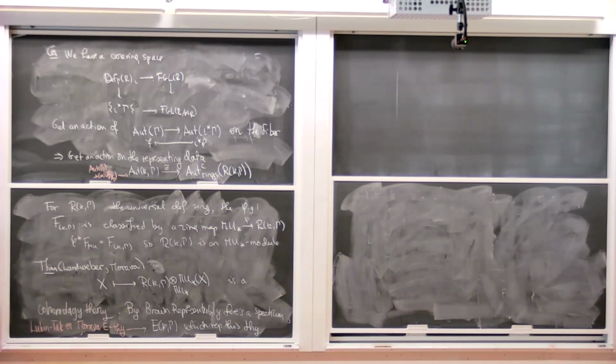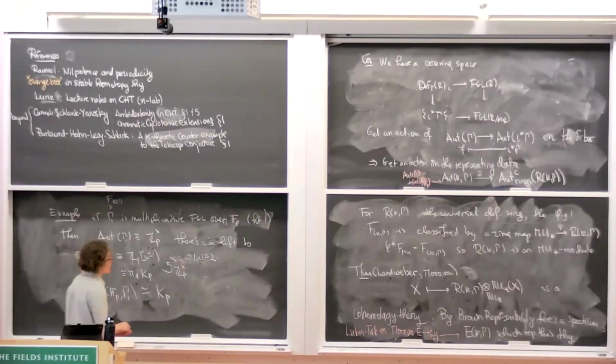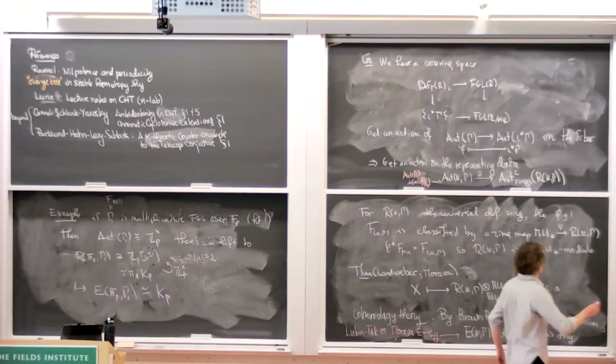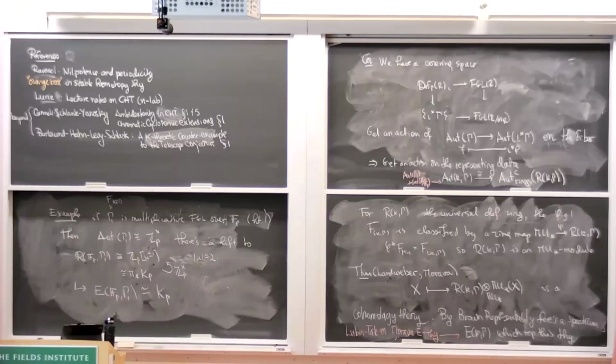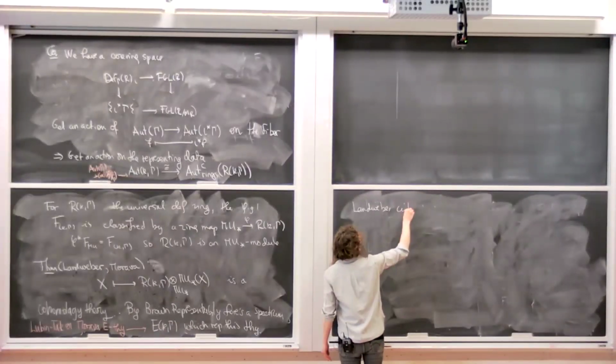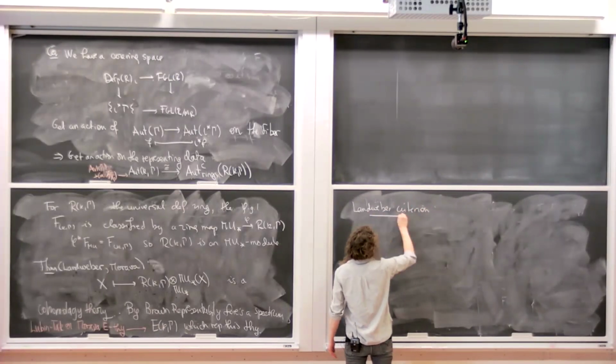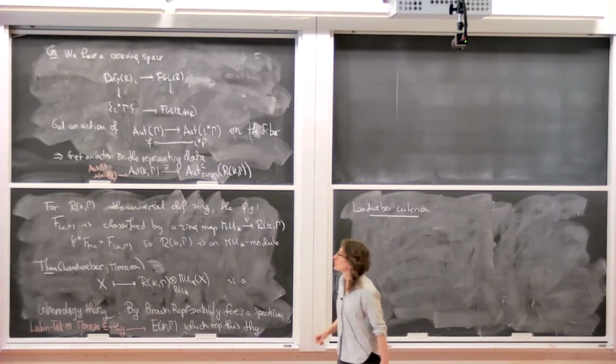Okay, let's go back to here. And then to finish this example, if we go here, E of F_p gamma 1, this is p-complete K-theory. So we can reproduce p-complete K-theory this way. Let me state the criterion. The thing that you need to check is called the Landweber criterion. Yes, this one here.